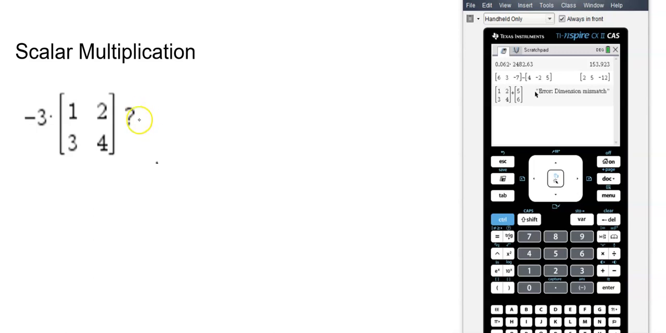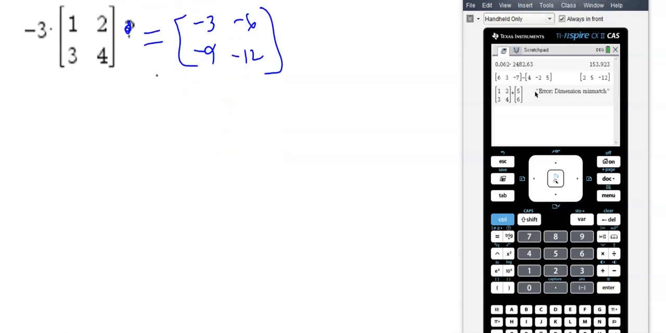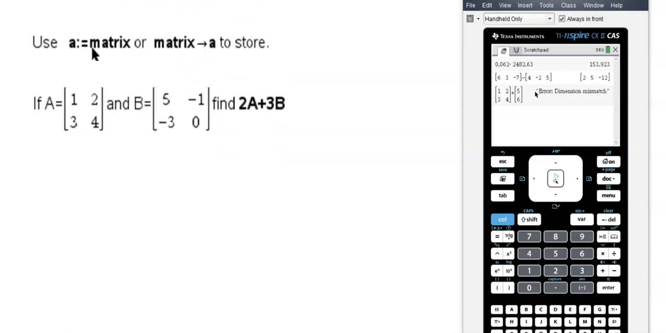Scalar multiplication is exactly like you might think it would be. It just distributes, and negative 12. It's really easy to do. It's almost like the distributive property for every term in there.